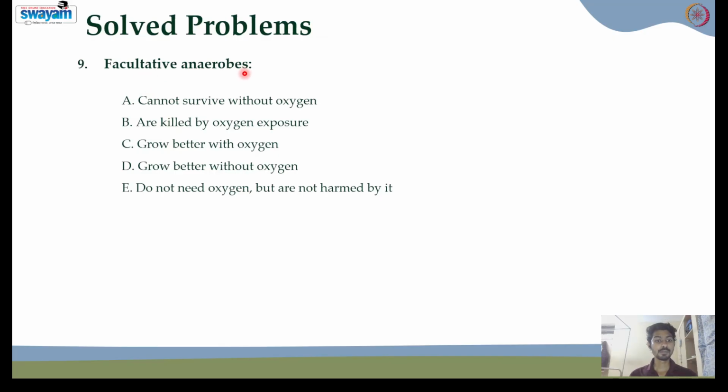Facultative anaerobes. You just observe the options and choose the correct one, because all might give the same opinion. Facultative anaerobes: option A, cannot survive without oxygen. Option B, they are killed by oxygen exposure. Option C, they grow better with oxygen. Option D, they grow better without oxygen. Option E, they do not need oxygen but they are not harmed by it. So from these options, what do we refer to as facultative anaerobes?